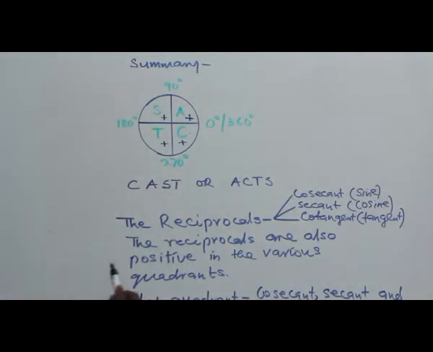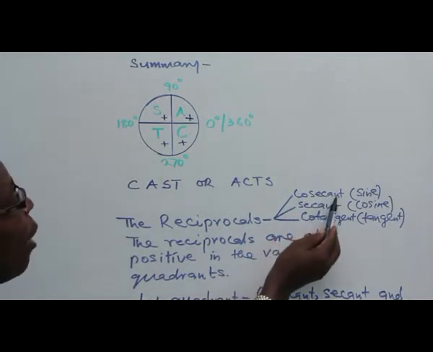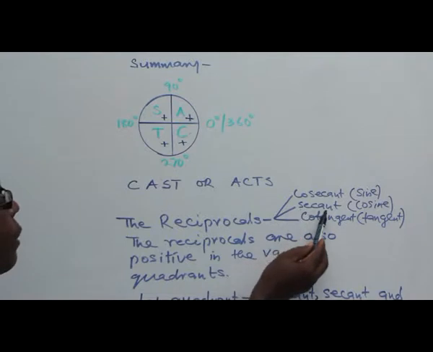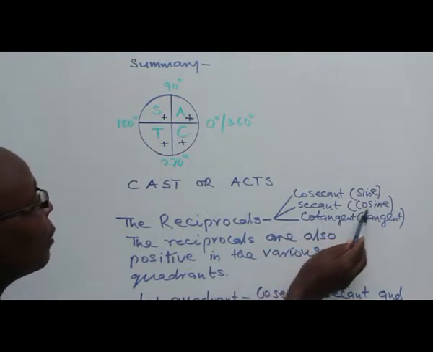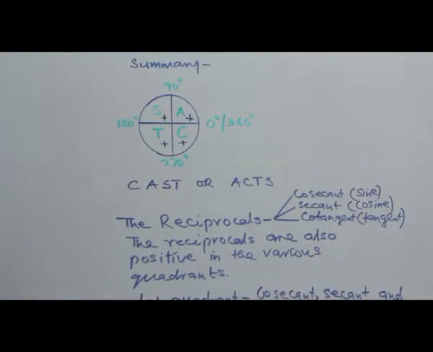Now, we want to quickly look at the reciprocals. Sine, cosine, and tangent also have reciprocals. Cosecant is the reciprocal of sine. Secant is the reciprocal of cosine. Cotangent is the reciprocal of tangent. In other words, cosecant is the same thing as 1 all over sine. Secant is the same thing as 1 all over cosine. And cotangent is the same thing as 1 all over tangent.